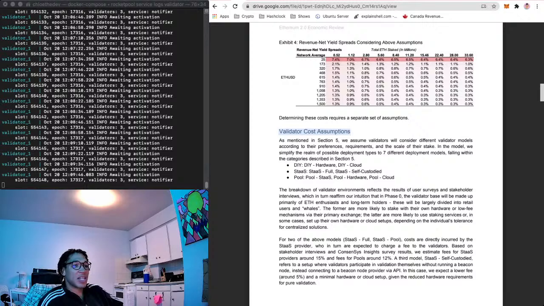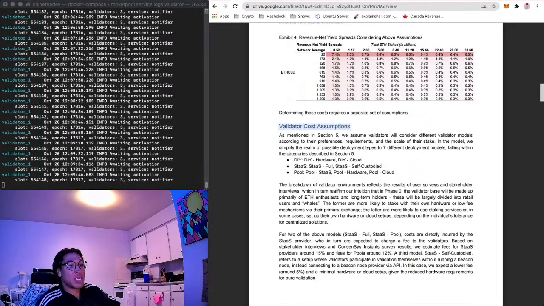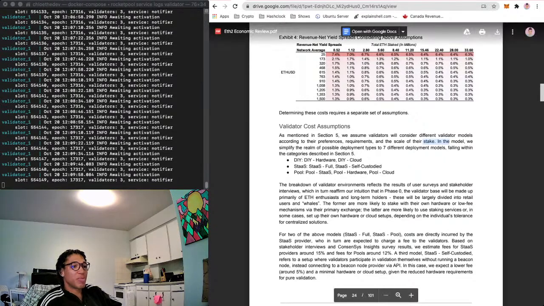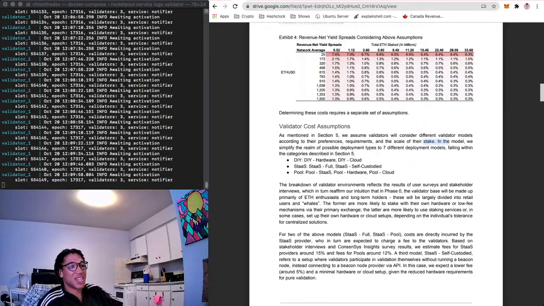As mentioned in Section 5, we assume validators will consider different validator models according to their preferences, requirements, and scale of their stake. In the model, we simplify the realm of possible deployment types to 7 different deployment models, falling within the categories described in Section 5. You have do-it-yourself, or the cloud. That would be, considered, the server I have here running the Madasha node. That would be do-it-yourself. You just get a computer or a cloud server, you run the client you want, you deposit your ETH and you go.